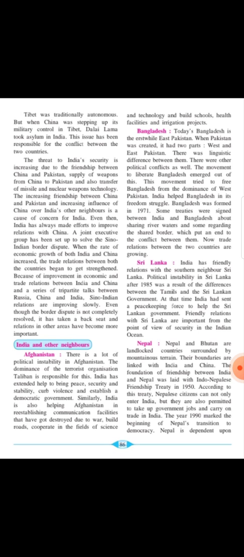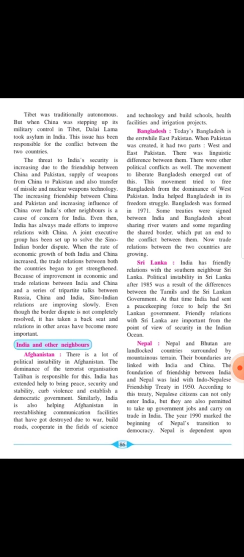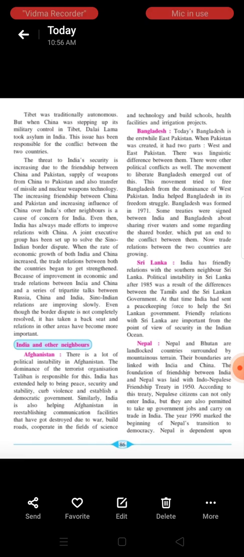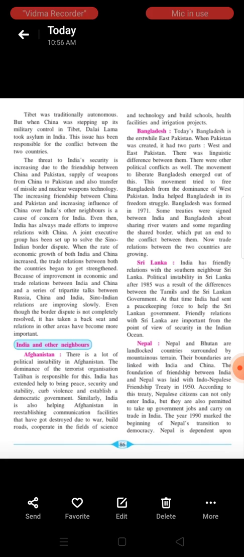Okay, children, let us move on to the next one, that is Nepal. Nepal is the fourth neighboring country. Sorry, children. Moving on to the next one, that is Nepal. Yes, so Nepal is the fourth. Now here I am reading it.